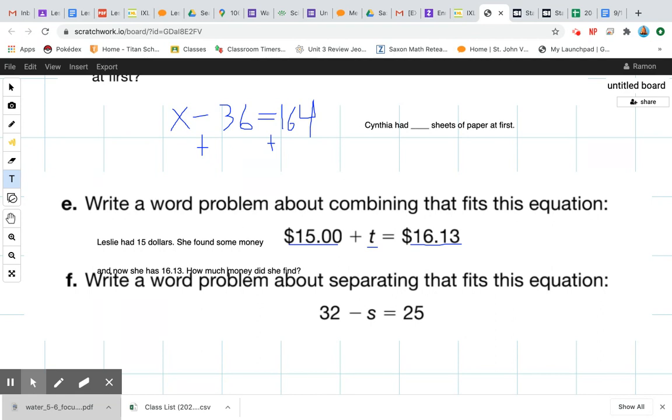And it doesn't necessarily have to even be pay. You could say that you and your friend have $15. You have $15. Your friend has so much money. Combined, you have $16.13. How much money does your friend have? That could be another way of phrasing it.